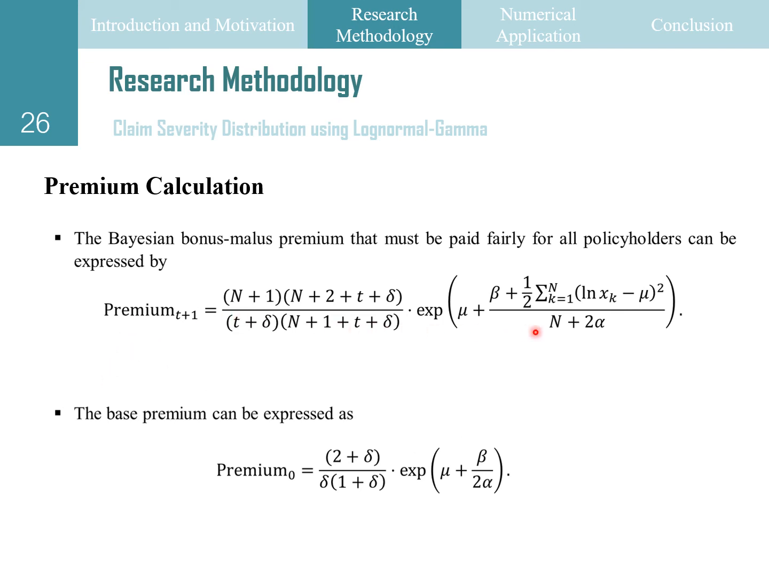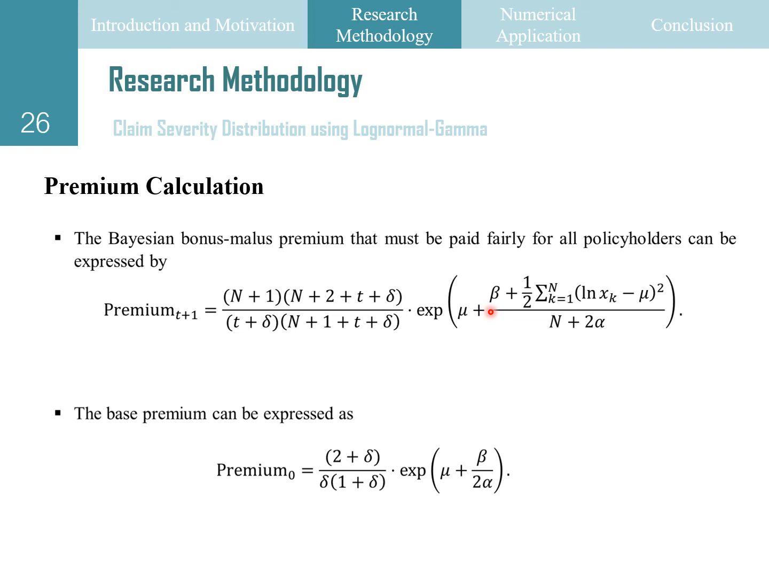To determine the bonus malus premium for a policyholder that must be paid according to the proposed model, we need to know the number of claims, age of the policy, claim amount, and total claim amount. All these values are generally shown in the portfolio.